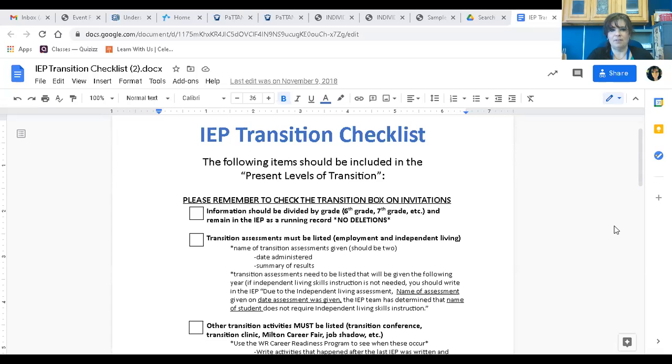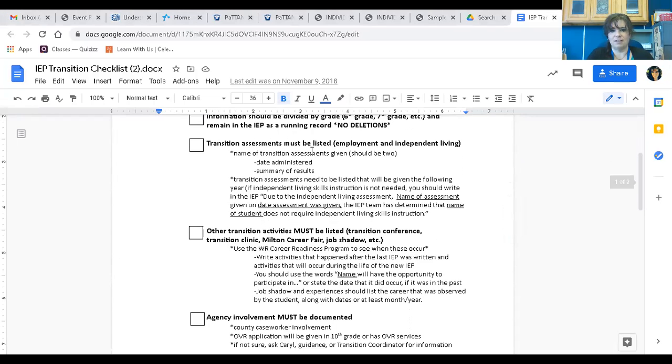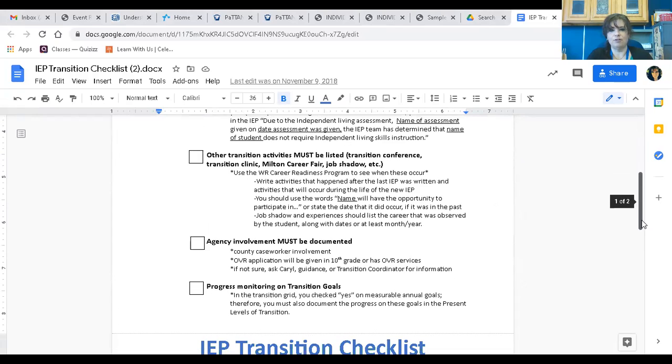Okay, I did develop this IEP transition checklist for the staff that I work with. So remember, on present levels of transition, you should include information on transition assessments, which is listed here, and we'll be talking about that in another video coming up. The other thing that must be included is other transition activities. Some examples I give are transition conferences, clinics, we have a Milton Career Fair, job shadows.